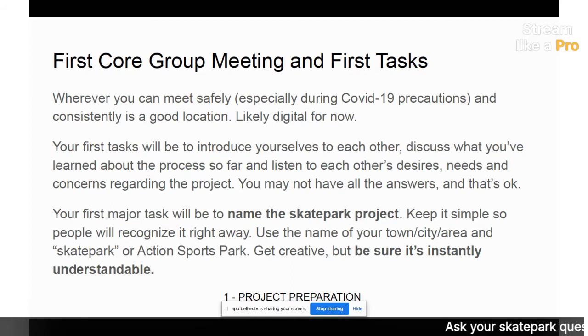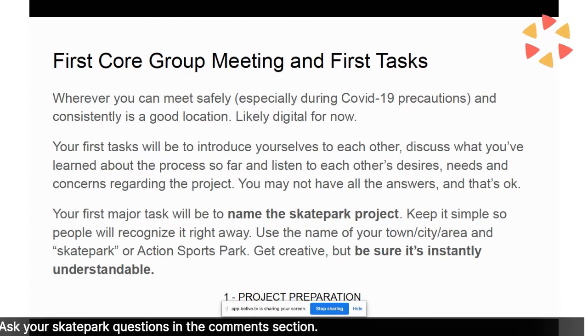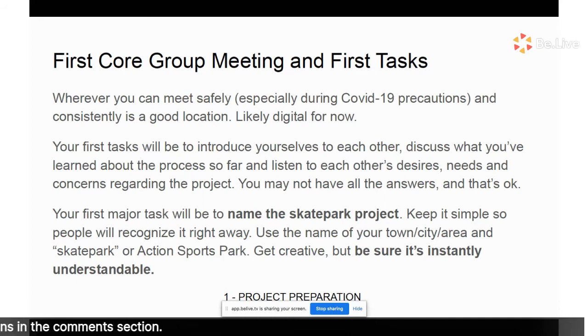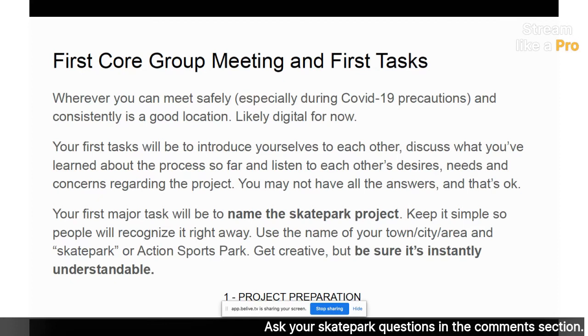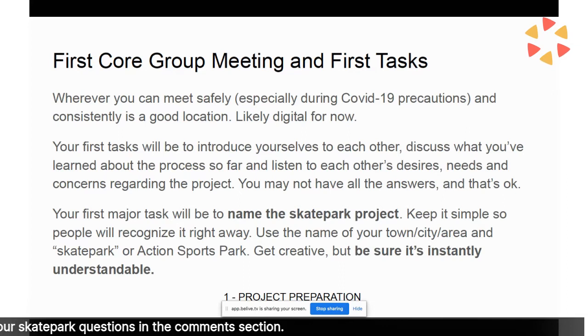Your first major task will be to name the skate park project. Keep it simple so people will recognize it right away. Use the name of your town, city, or area, and skate park or action sports park or something else. You can get creative, but just make sure that it's instantly understandable. It's really important. You don't want to be too creative.